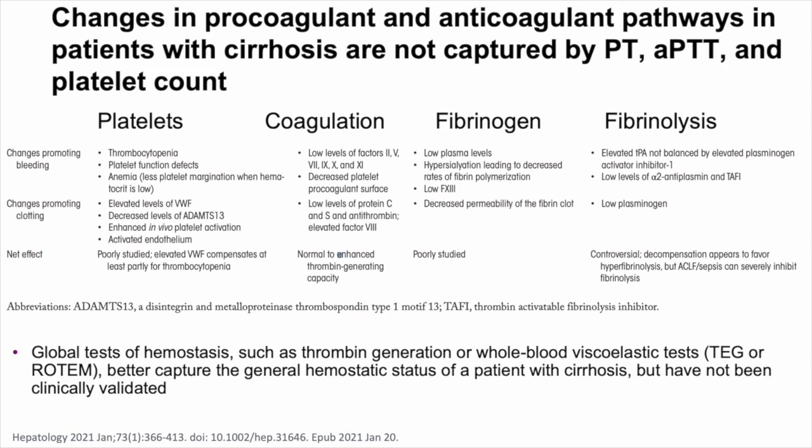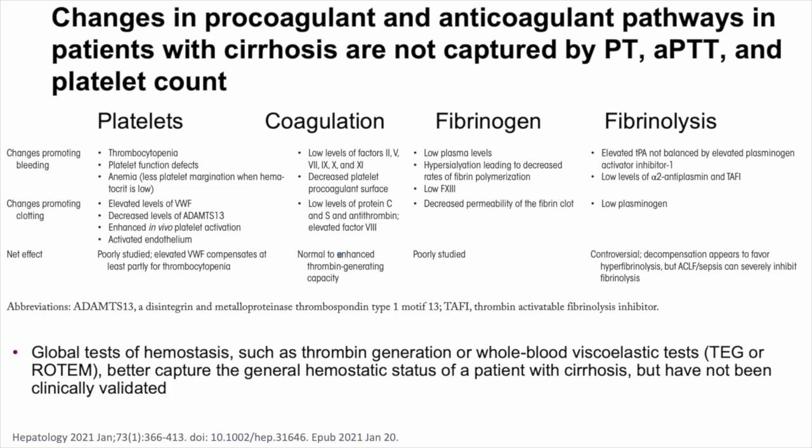There are better hemostasis tests that we sometimes order, or our hematology colleagues will order for us: thrombin generation, or whole blood viscoelastic tests, TEG or ROTEM. These can generally better capture the hemostatic mechanisms. But our hematology colleagues say these have not yet been well validated, and in my opinion they are better served in critically ill individuals in the ICU, where you have more ongoing acute clinical issues to address rather than an elective procedure.